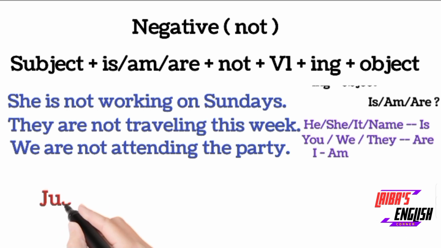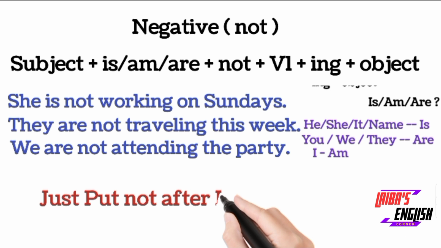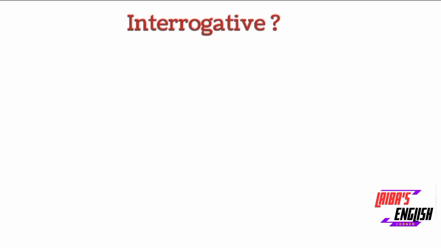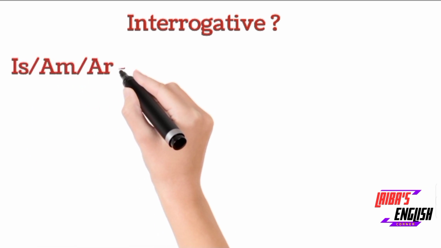Third example is, we are not attending the party. So just after helping verb we will put not and the sentence is complete. We are not attending the party. So this is the negative of present continuous tense. Now we will look at the interrogative. Interrogatives, I have already told you that they are the question mark sentences in which we ask something from anyone.